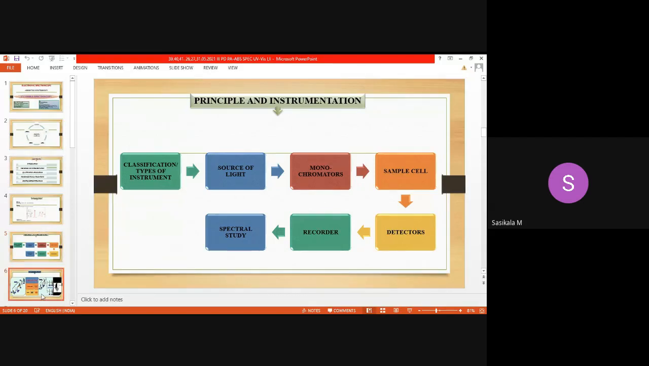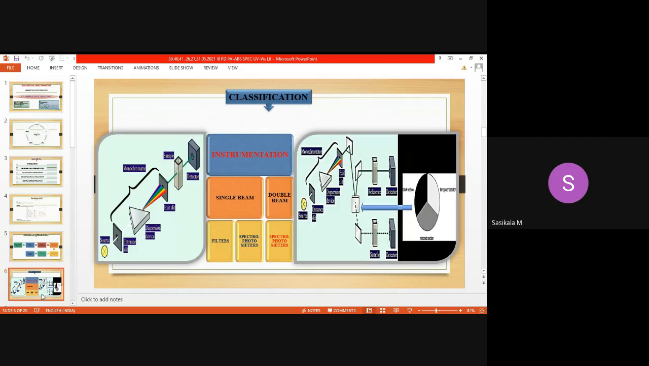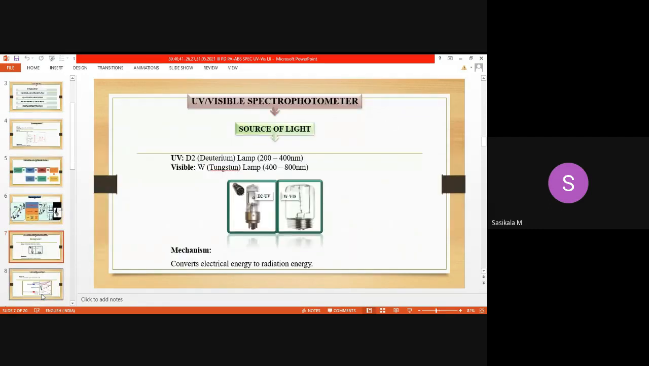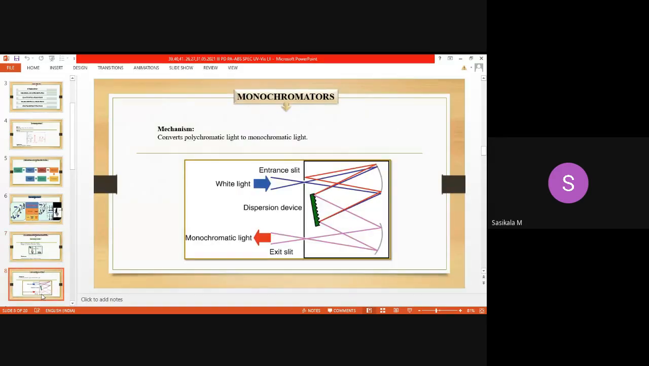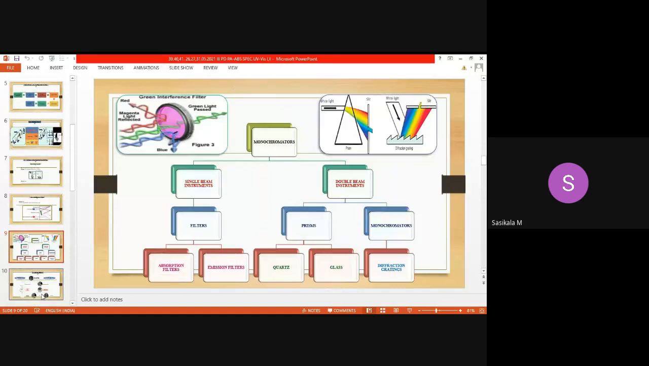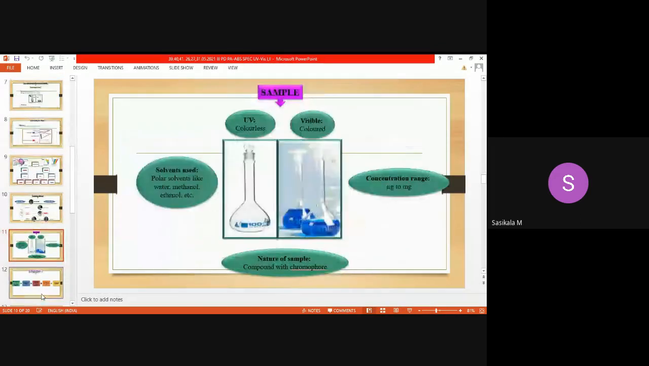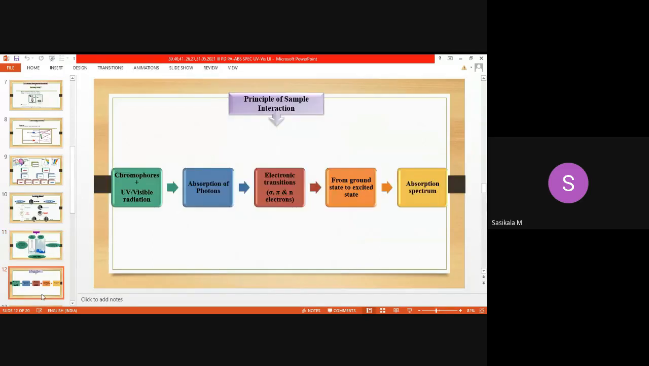So you have seen the types of instruments, single beam and double beam. Then you have seen the source of light for both UV and visible. Then the types of monochromators. Then sample cells, different types of sample cells in UV and visible spectrophotometry. Then what kind of sample is used for analysis, what is the concentration, what is the solvent you are preferring, everything we have discussed.